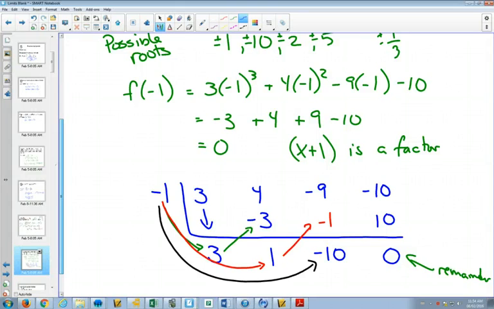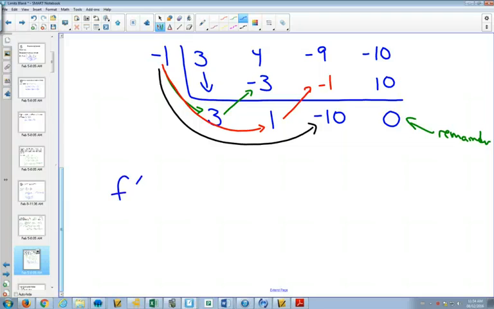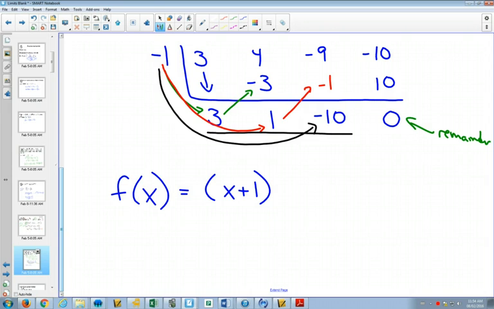So what synthetic division tells us is we found out that x plus 1 is a factor. I'm going to rewrite our function. Instead of writing the whole thing, I'm just going to write f of x. F of x was our 3x cubed plus 4x squared minus 9x minus 10. It's now equal to, we knew that x plus 1 was a factor, and when we took x plus 1 out, we were left with this, which is 3x squared plus 1x minus 10. And now we can say to ourselves, can we factor this further?